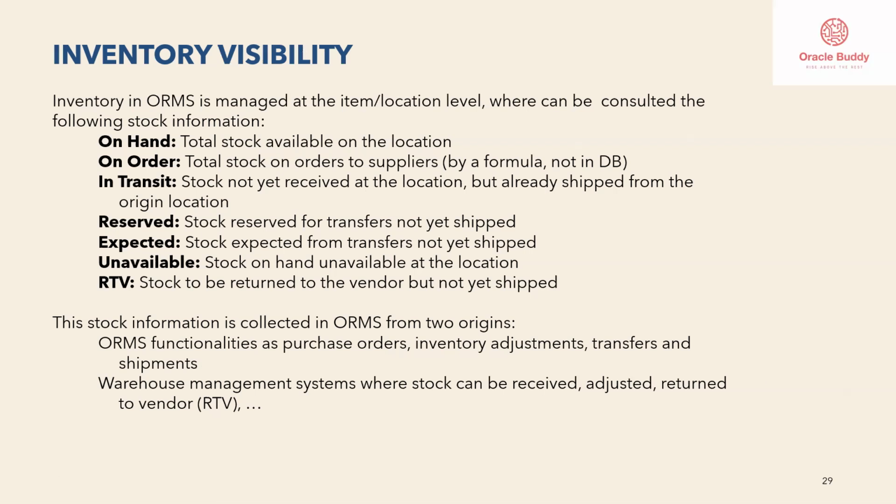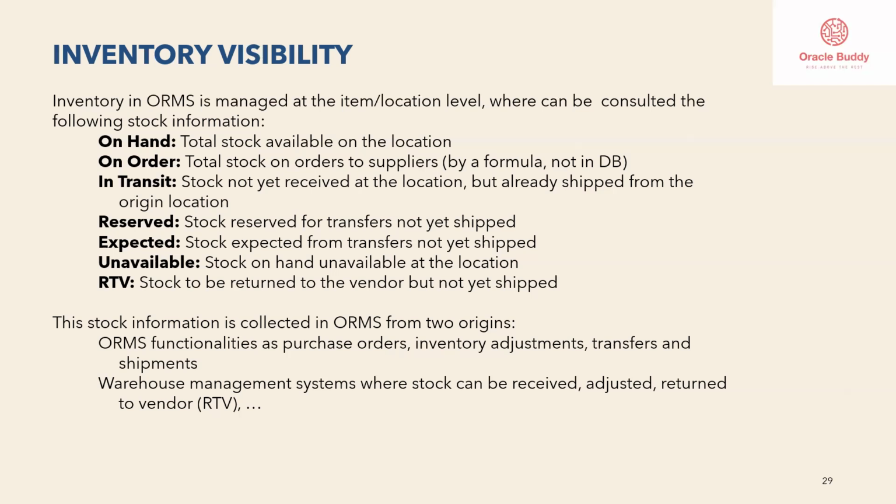Next topic is inventory visibility. Inventory in RMS is managed at the item location level, where the following stock information can be consulted: on hand, total stock available on the location; on order, total stock on order to suppliers; in transit, stock not yet received at the location but already shipped from the origin location; reserved, stock reserved for transfers not yet shipped; expected, stock expected from transfer not yet shipped; unavailable, stock on hand unavailable at the location; and RTV, stock to be returned to the vendors but not yet shipped.